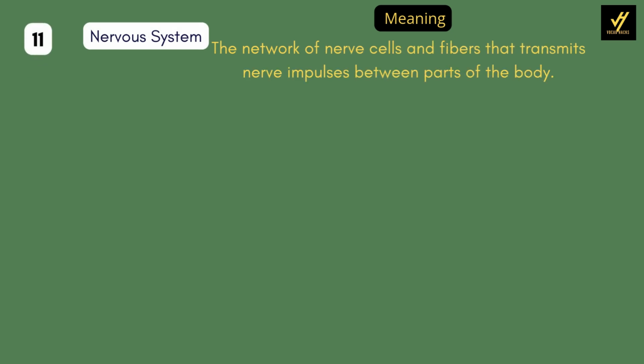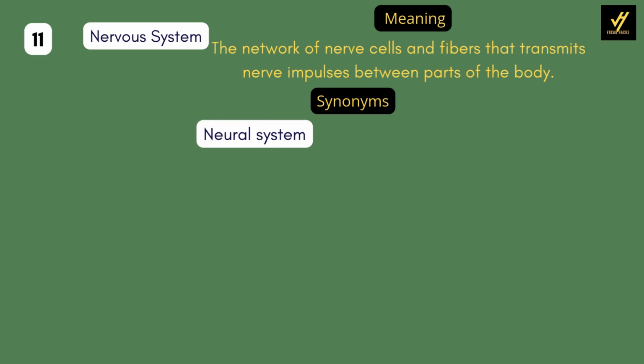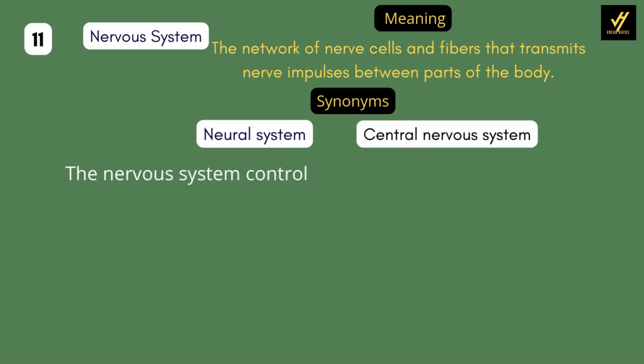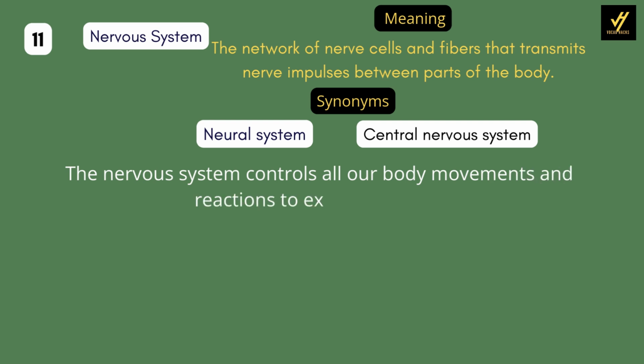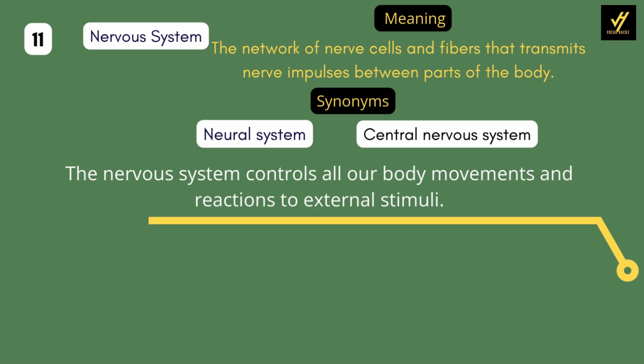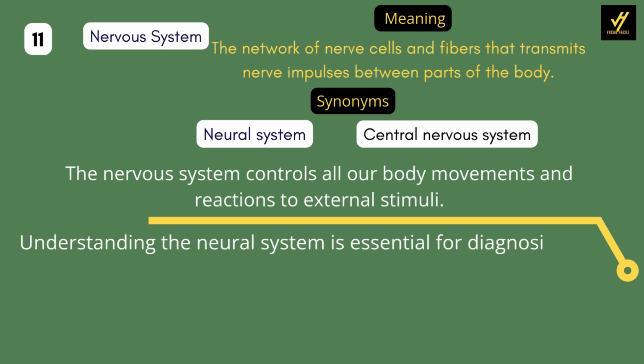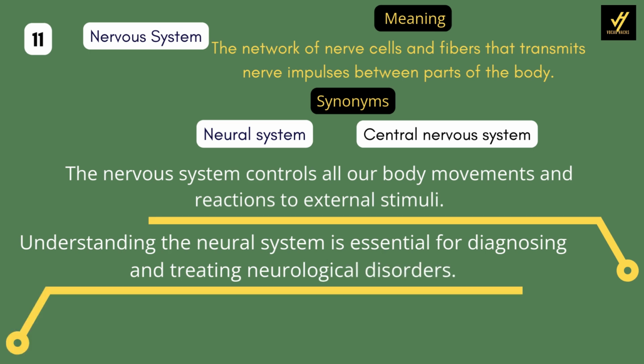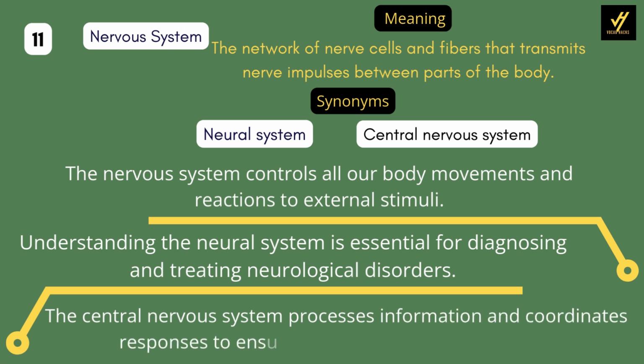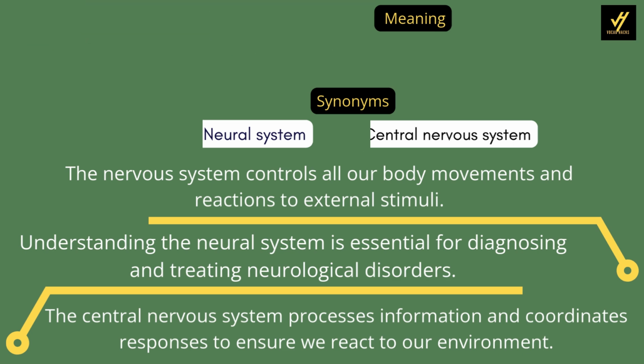Nervous system, the network of nerve cells and fibers that transmits nerve impulses between parts of the body. Neural system, central nervous system. The nervous system controls all our body movements and reactions to external stimuli. Understanding the neural system is essential for diagnosing and treating neurological disorders. The central nervous system processes information and coordinates responses to ensure we react to our environment.